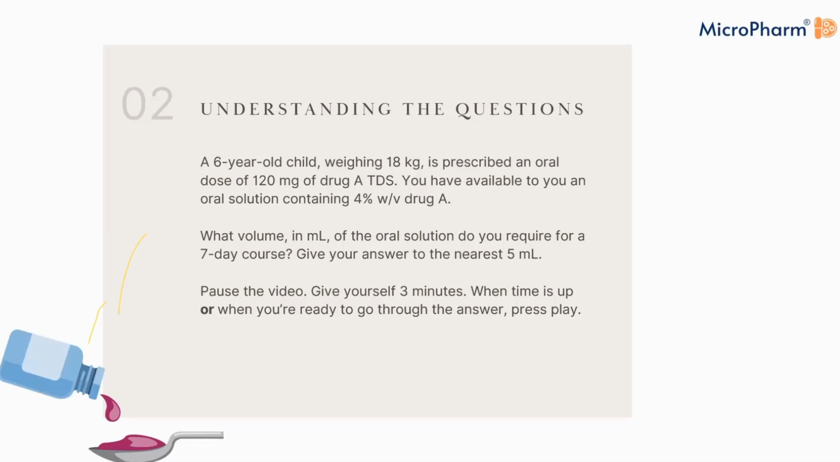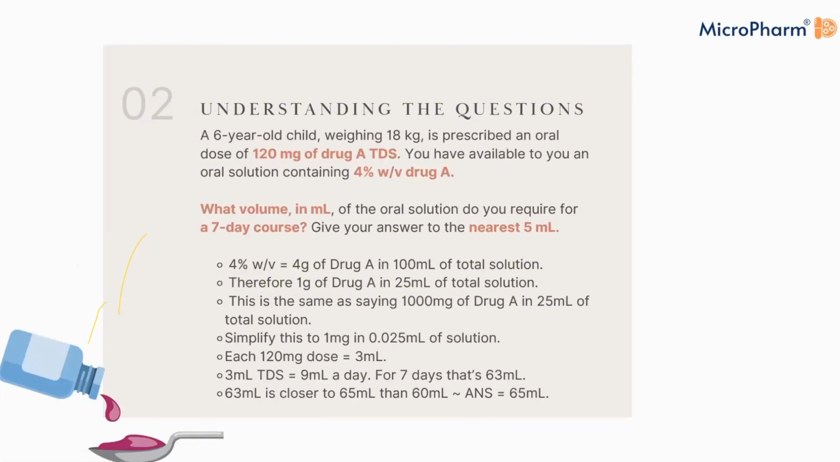Now, whenever it comes to these types of questions, the first thing that I always do is I highlight parts of the question. And for those of you who have already been on the GPhC website, you'll know that you can use the highlighter tool. Now, I got an answer of 65 milliliters when I rounded to the nearest 5 mil.